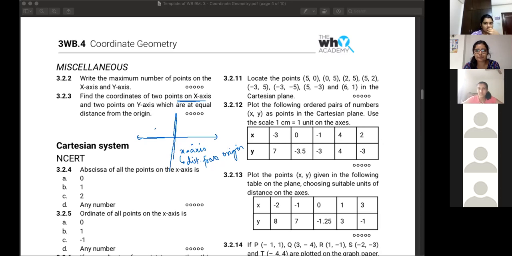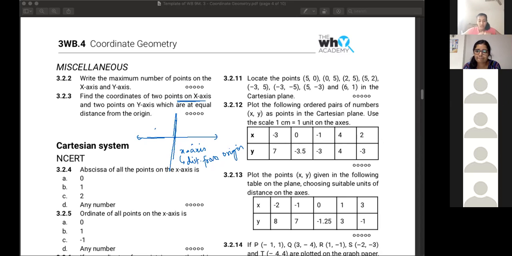Samriddhi, yes, your points on the y-axis are absolutely right. Got it. Arya and Ashka, send your answers. Yes, points on the x-axis equal in distance. You got it.